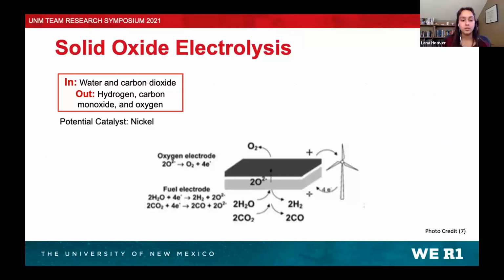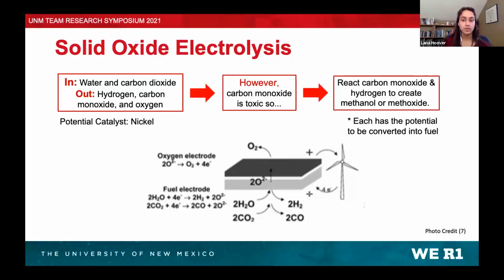A possible initial design would be a solid oxide electrolysis cell. And here water and carbon dioxide would enter the cell, and hydrogen, carbon monoxide and oxygen would exit. However, carbon monoxide is toxic, so we would have to react carbon monoxide and hydrogen to create methanol or methoxide, which both have the potential to be converted into a usable fuel. And a potential catalyst we would use would be nickel.